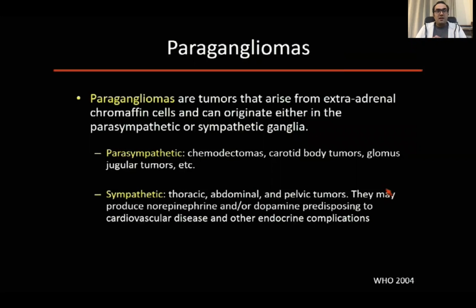And what are paragangliomas? Paragangliomas are tumors that arise from these extra adrenal chromaffin cells and can originate either in the parasympathetic or sympathetic ganglia. When these paraganglia have a tumor, that is called paraganglioma. We are more concerned with the sympathetic paragangliomas, and they arise from thoracic, abdominal, or pelvic origins. They usually produce norepinephrine, and that norepinephrine is then converted into its stable metabolite, normetanephrine.